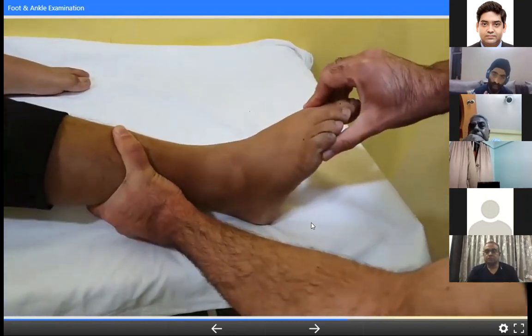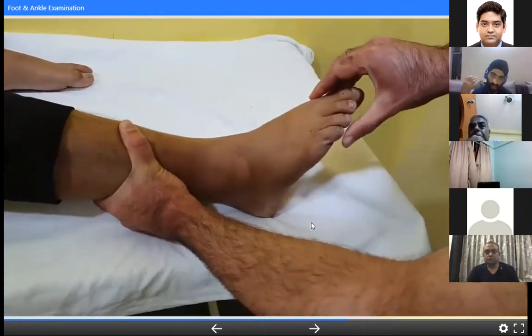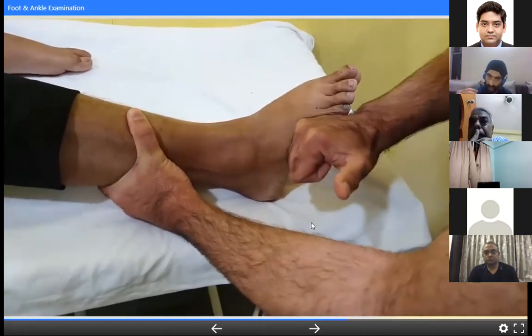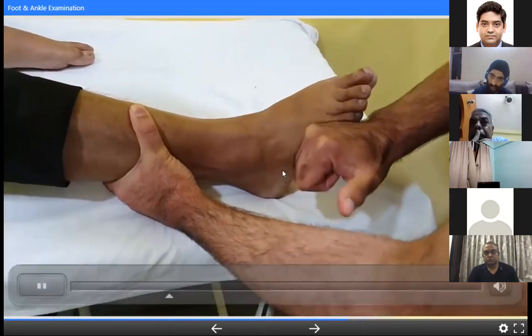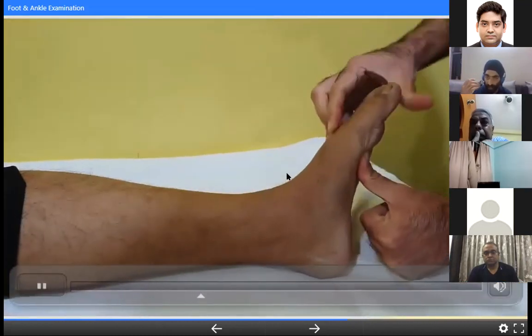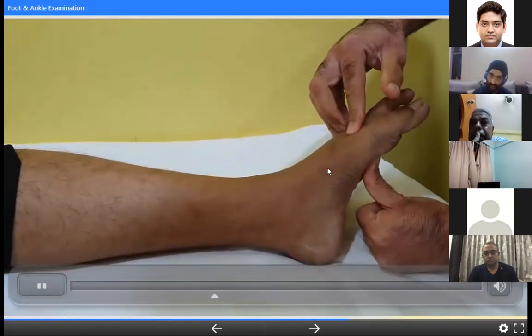Now we come to muscle power, strength. How do we isolate the muscle power strength? This is basically eversion of the foot and plantar flexion. What you see is the peroneus brevis, which is responsible for this function. If you have to test the peroneus longus, it depresses the first metatarsal.